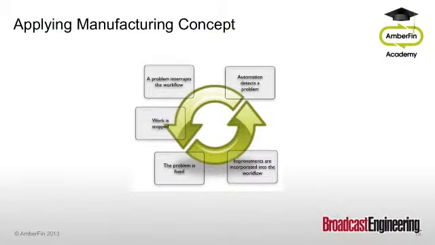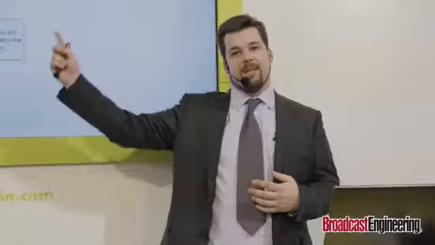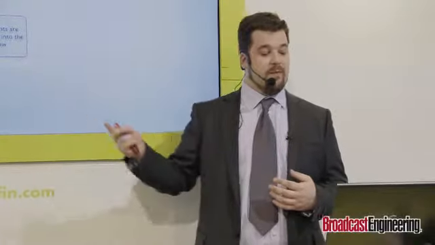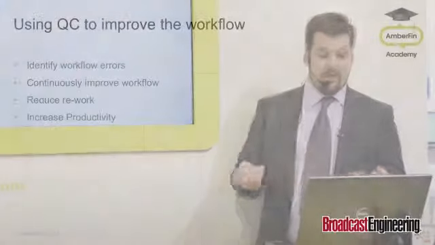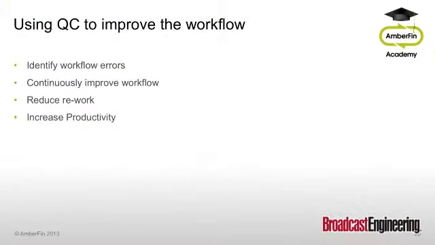So ultimately, bringing all that data together, we can apply a manufacturing concept, which is this of constant improvement, where automation begins to be the thing that detects the problem, the QC automation. The problem interrupts the workflow, we stop the work, we fix the problem, and we incorporate the improvements back into the workflow. And we get a continuous virtuous circle of the workflow improving and the quality of our output improving. So we can identify workflow errors, continuously improve the workflow, reduce the amount of rework that we have to do because the workflows have been improved, and therefore we eliminate waste and we increase ultimate productivity.